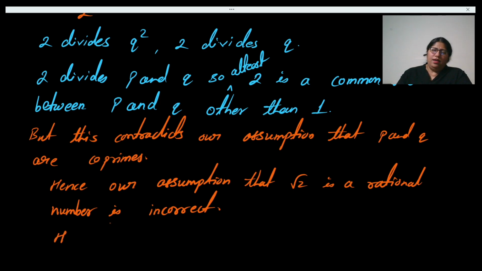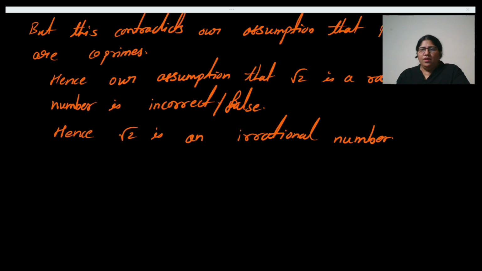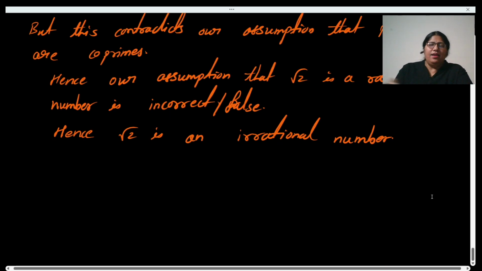Hence, our assumption is false, incorrect. Hence, root 2 is an irrational number. Now this is a theorem, so root 2 is an irrational number. You can take it while solving the question also. Now you have proved that root 2 is an irrational number.